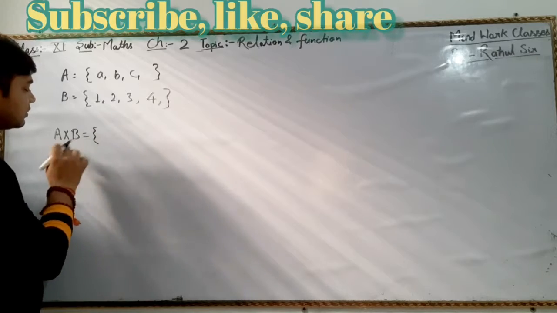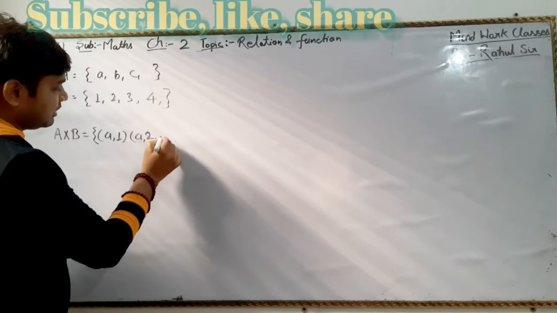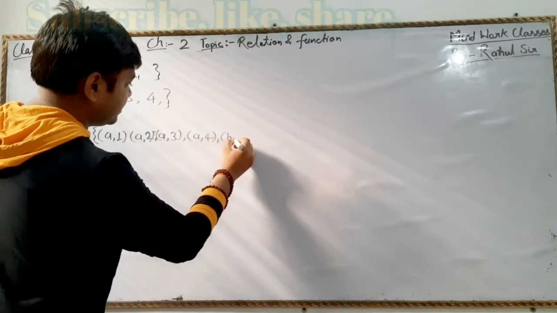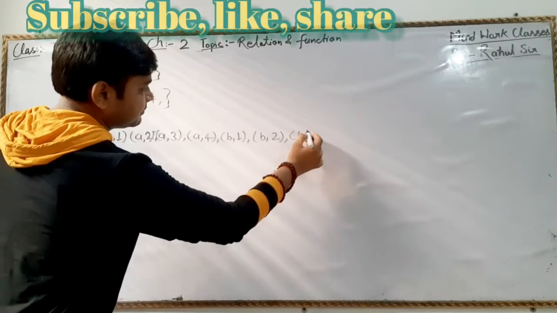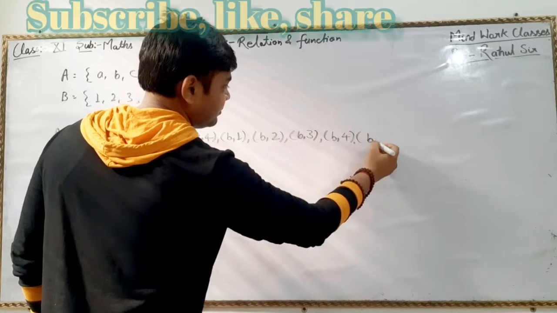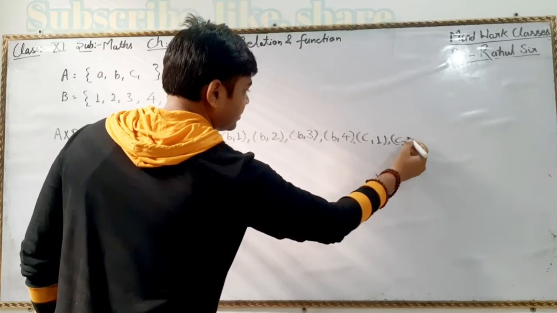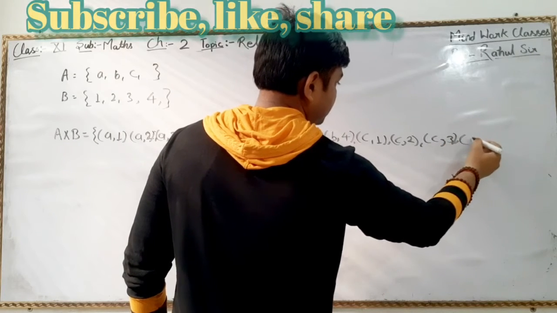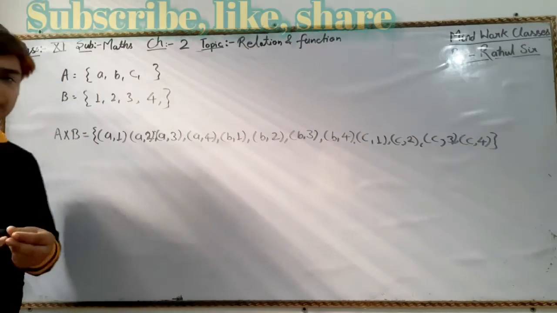So what will be the Cartesian product of this? This will be A comma 1, A comma 2, A comma 3, A comma 4, B comma 1, B comma 2, B comma 3, B comma 4, C comma 1, C comma 2, C comma 3, C comma 4. So this will be the Cartesian product of A to B.